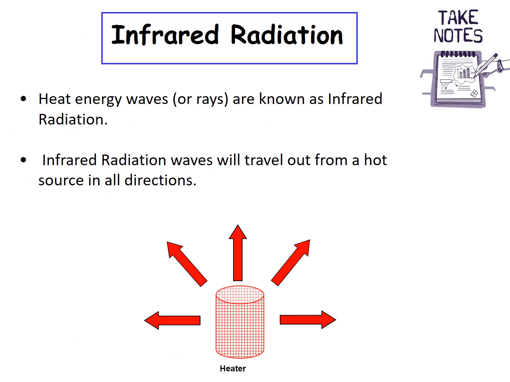Let's look at infrared radiation. You'll need to make some notes now. So infrared radiation travels in waves, and these waves are also known as rays. Infrared radiation will travel out from a hot source in all directions, so it is emitted in all directions. Notice that I'm calling it infrared radiation. Thermal energy that is transferred through radiation is called infrared radiation. If you need more time to make notes, please pause the video.